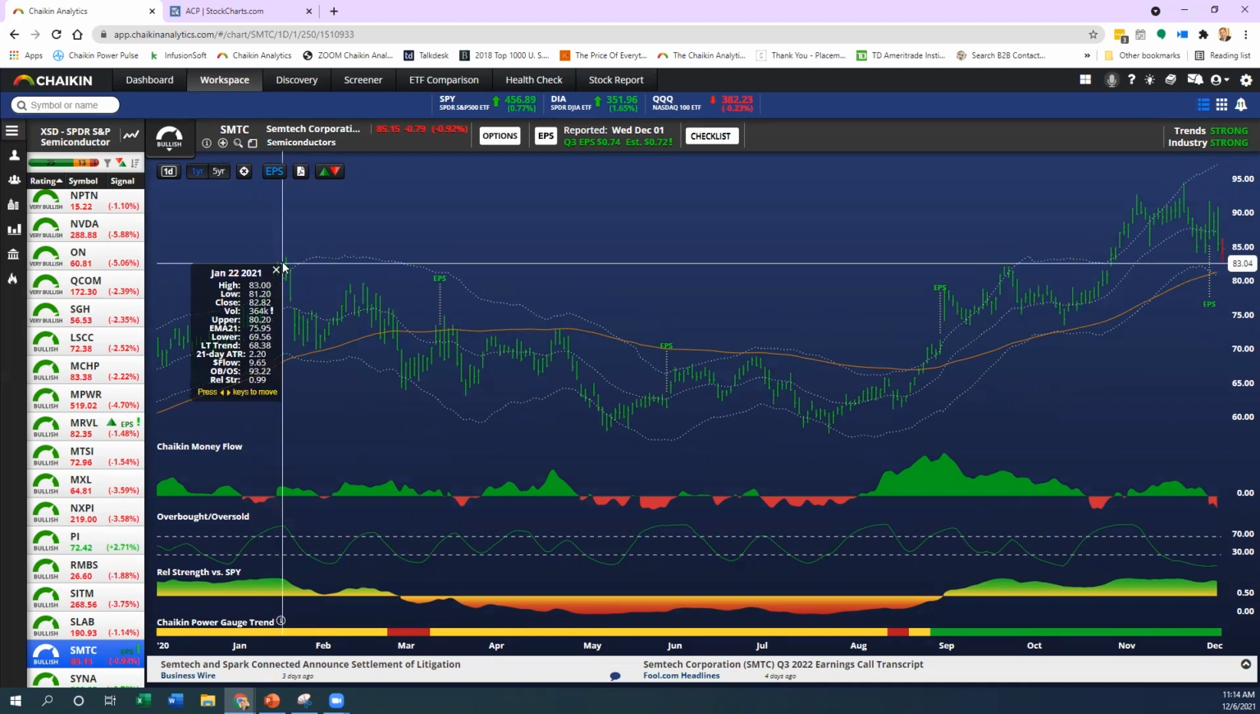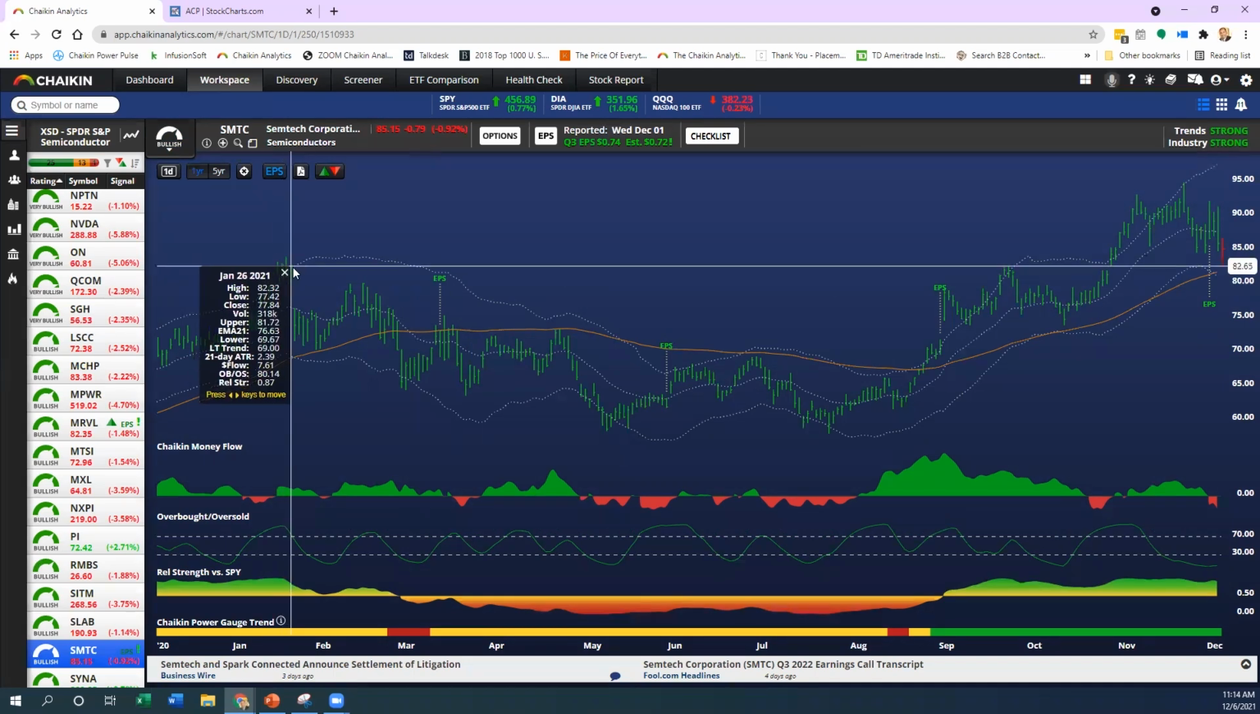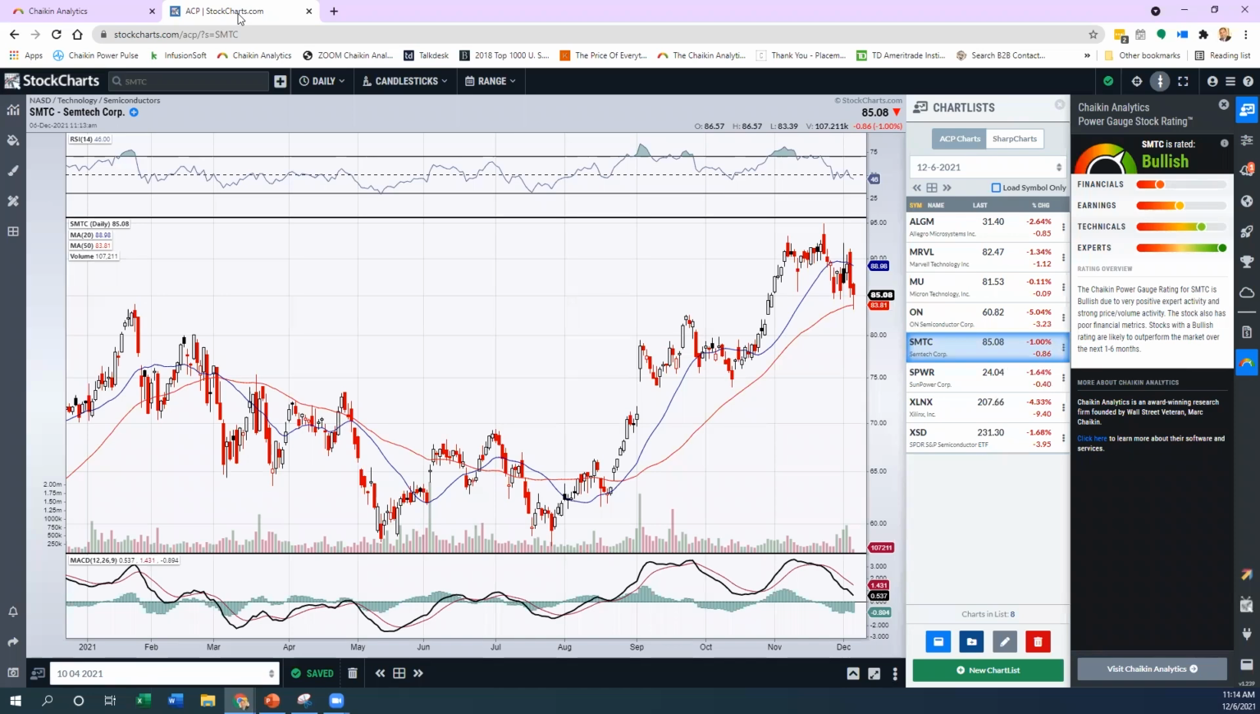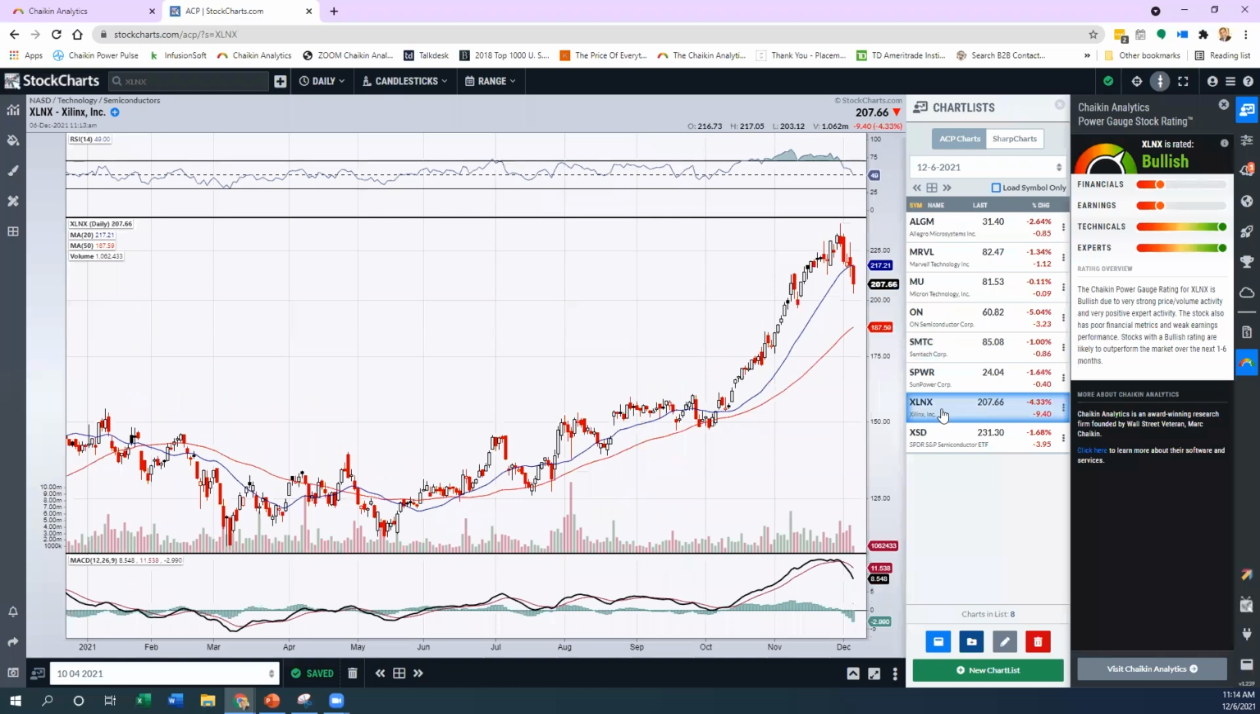But I think if it can hold this level, and that's really the long-term trend, I would even say around 82, 81, 82, you might be in good shape there. I think you have a good opportunity. We'll look at Xilinx, and then we'll look at SunPower after that.